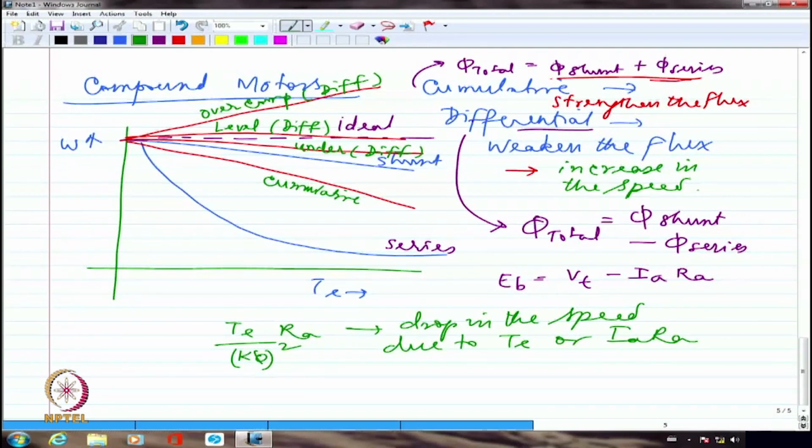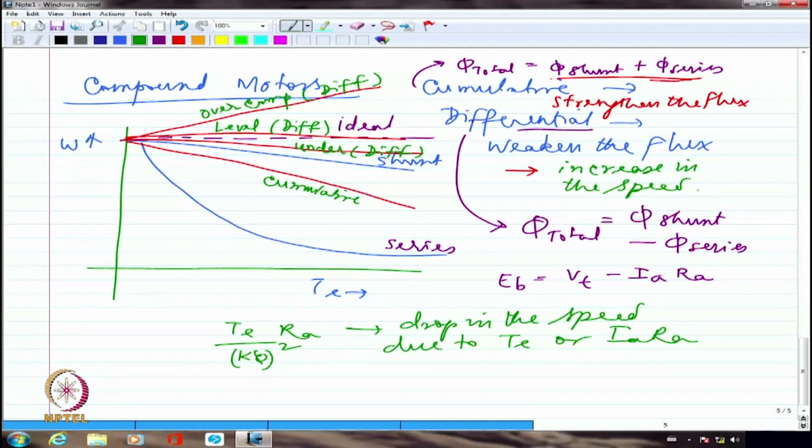So only differential compounding will give me an increase in the speed or a compensation for the TE by K phi whole square multiplied by Ra drop in the speed. That is essentially the drop in the speed. So that can be compensated for only by having differential compounding and not cumulative compounding.